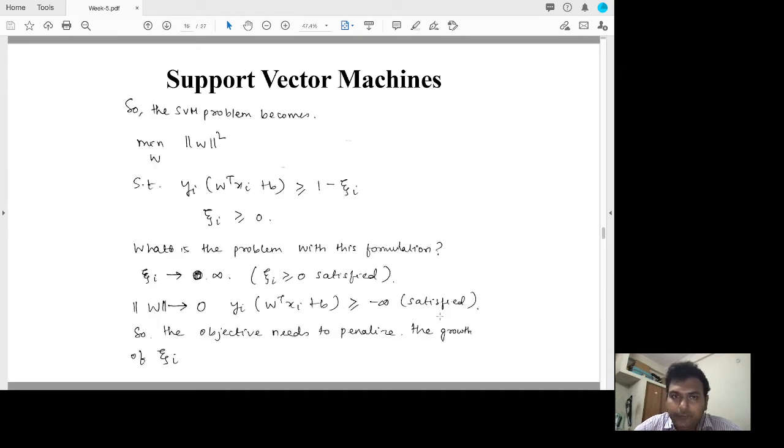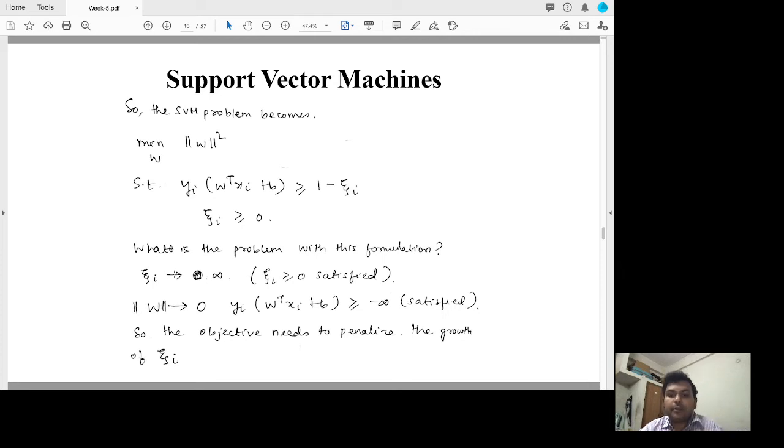So the SVM problem now becomes minimization of the norm of W square, which is the original problem, such that yi into W transpose xi plus b is greater than or equal to 1 minus xi i and xi i greater than or equal to 0. The objective remains the same, just the constraints have changed.